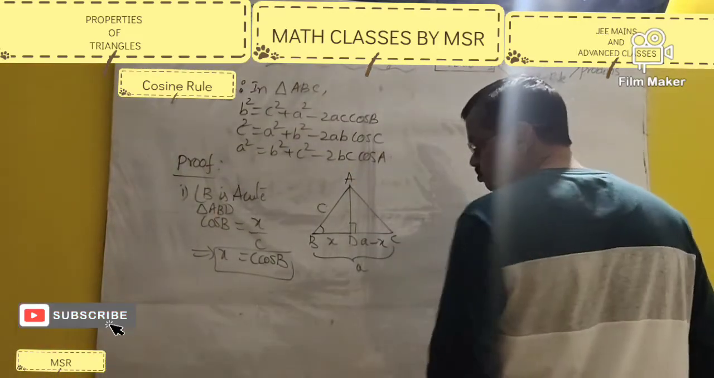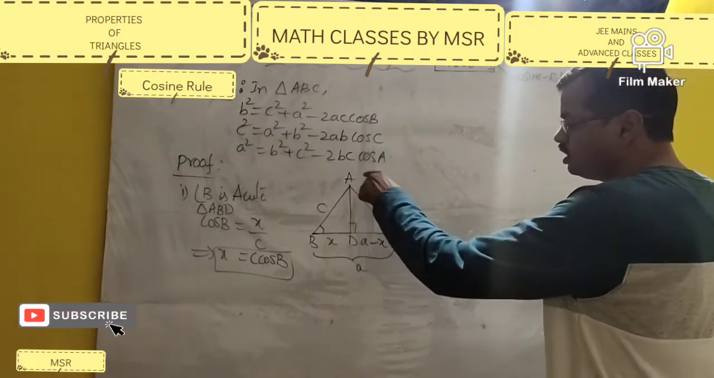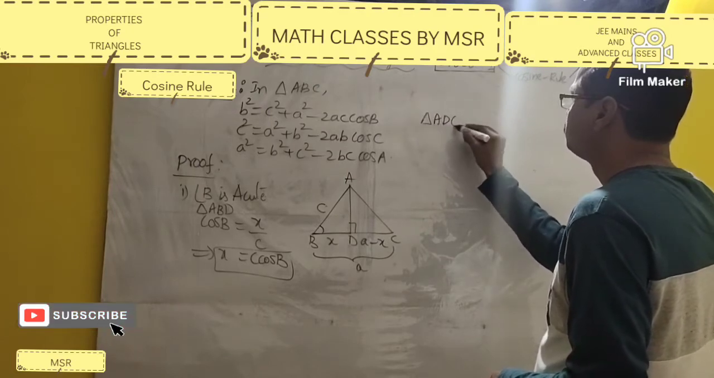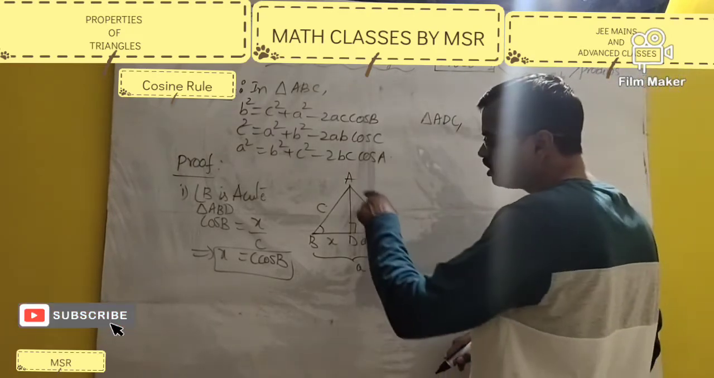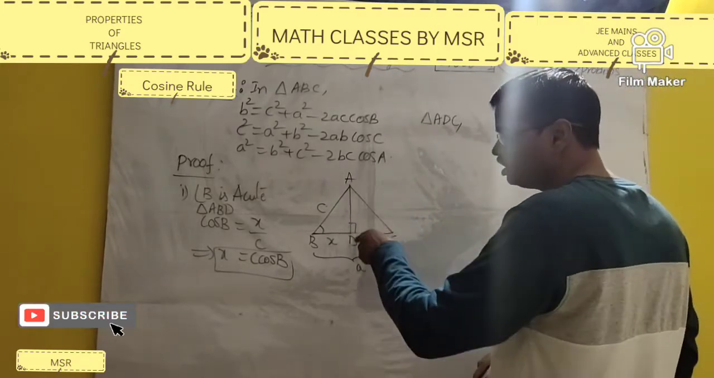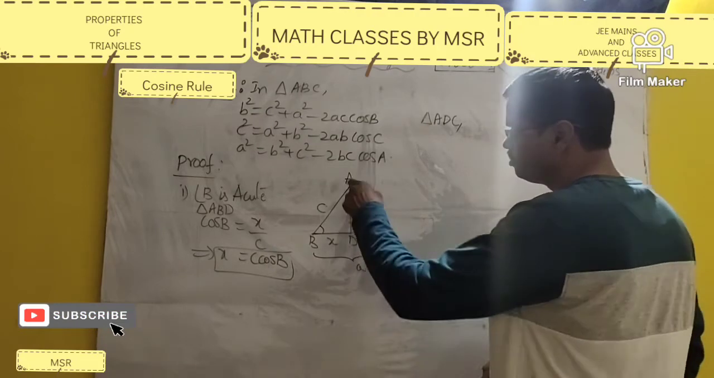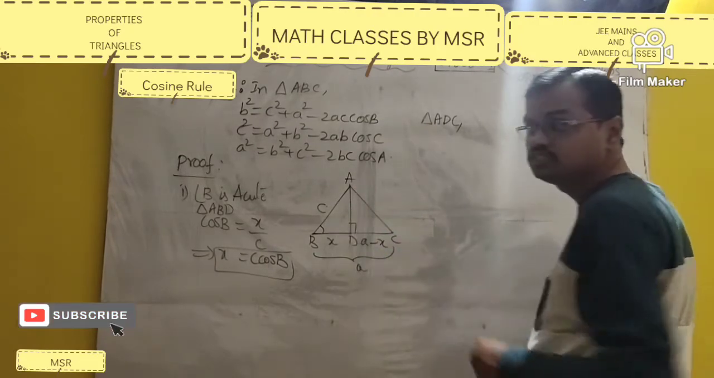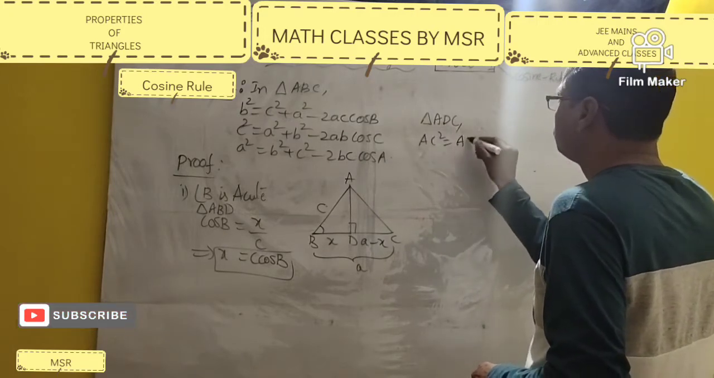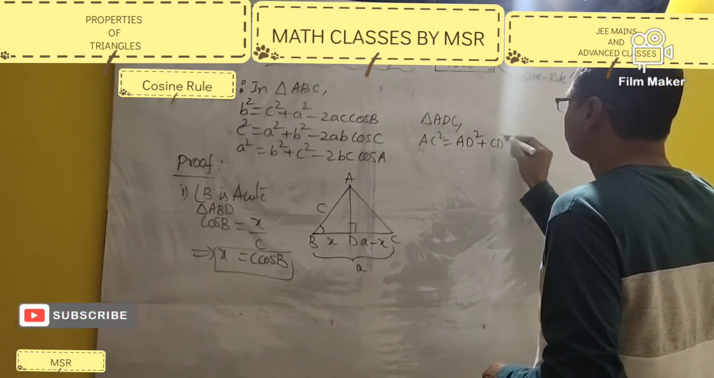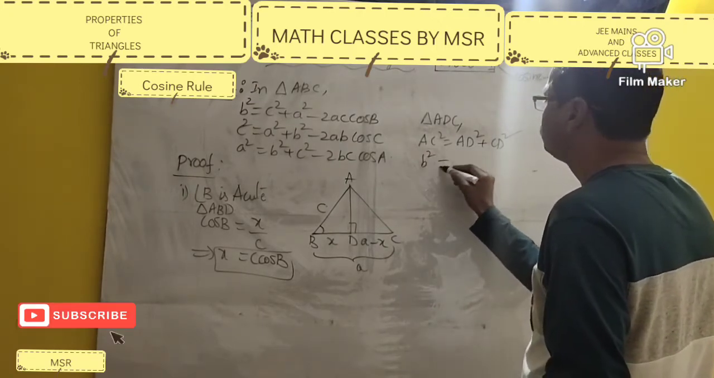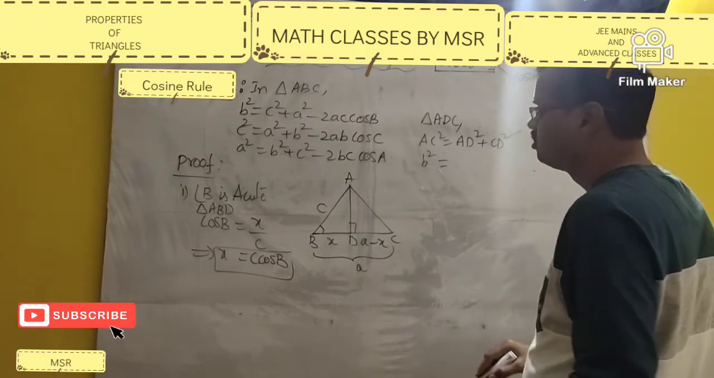Now if you take triangle ADC, what is the condition you will get? By Pythagoras theorem, AC² = AD² + DC². So AC² is equal to AD² plus CD². Now AC² is nothing but b², so b² = AD² + CD².